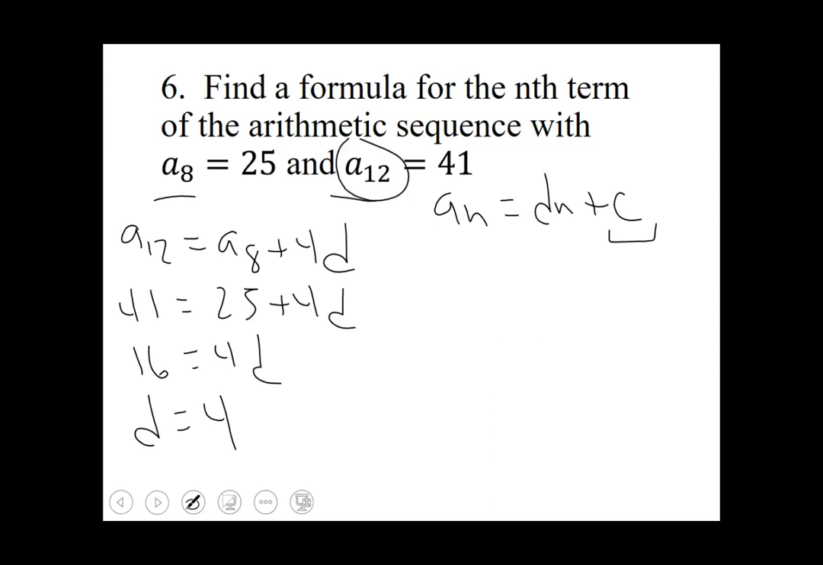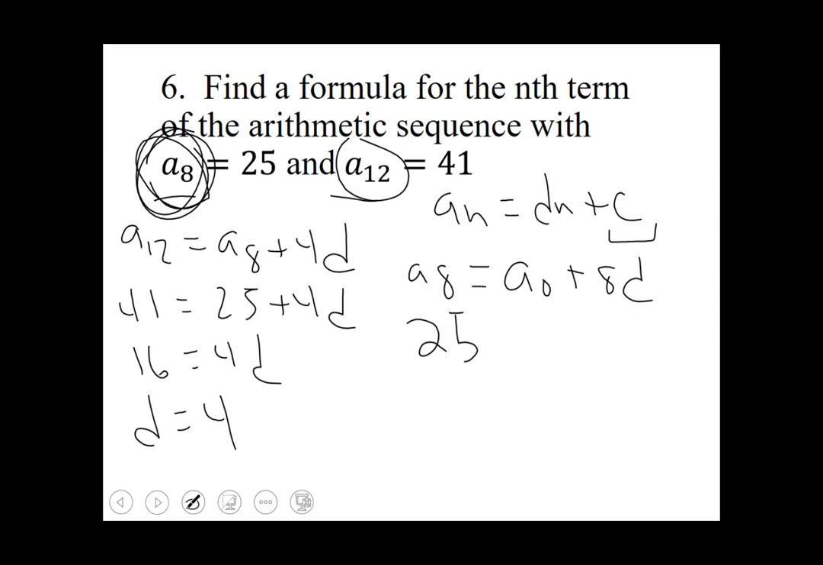Using either of these pieces of information, I usually tend to pick the one that is the smaller value, but certainly it doesn't matter. So I'm now going to say that a sub 8 is equal to a sub 0 plus 8d. That means that the 8th term is still 25. Now that I know that the common difference is 4, I'm going to do 8 times 4, which gives me 32. If I then subtract 32, I am able to find that the 0th term is equal to -7. Remember, that's the y-intercept, or essentially c.